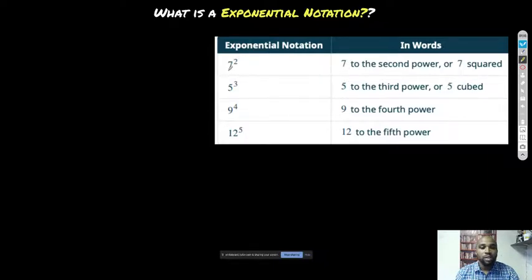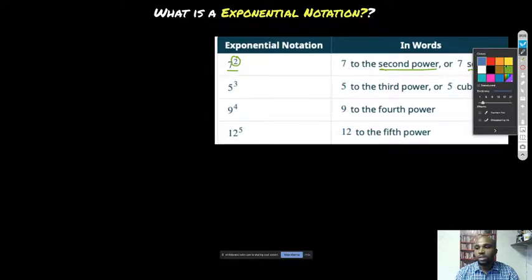Now, how would you read something like this? You can call this 7 to the second power. But we have a special way of calling it if it's a 2 up here. We can also say that's squared. So, given another example, how would you read this?